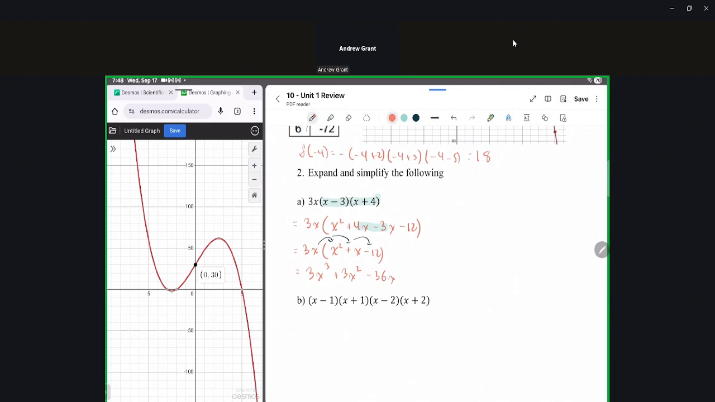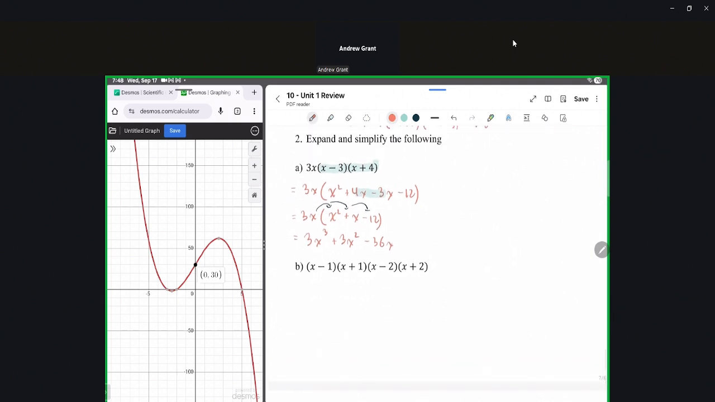Okay. Letter B, we have x minus 1 times x plus 1 times x minus 2 times x plus 2. So recall that this has two sets of difference of squares, where this fulfills the property that if you have a minus b times a plus b, that's equal to a squared minus b squared. And so we're going to work this out in two independent steps.